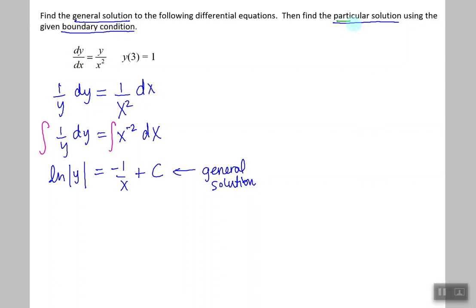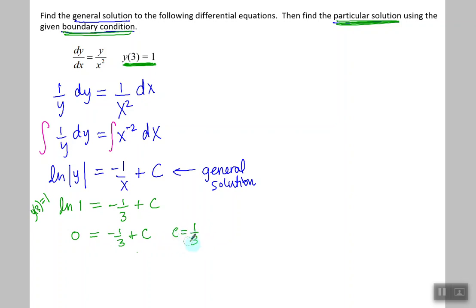Now we're going to find the particular solution using the boundary condition y of 3 equals 1. So for y of 3 equals 1, that means the y is 1, so I plug 1 in for the y, natural log of 1. I don't need the absolute values because it's already positive. And 3 in for x, negative 1/3 plus c. Natural log of 1 is 0, so 0 equals negative 1/3 plus c, and therefore c equals 1/3.